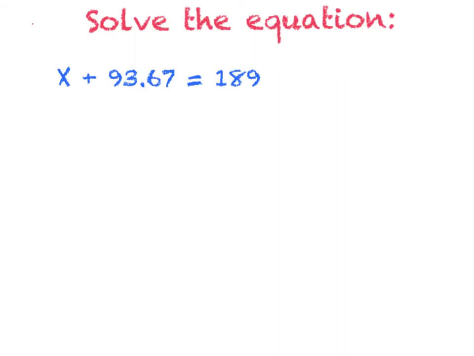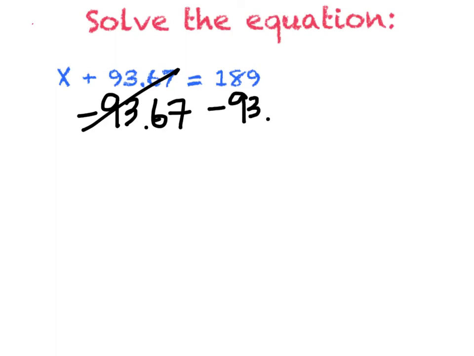If I want to get x by itself so I can figure out what it is, I'm going to have to take away 93 and 67/100. I do that so that they can cancel each other out. If I start with 93 and 67/100 dollars and I take away $93.67 to purchase something, I'm going to have 0 money left. Those are going to cancel each other out. But I have to make sure I take that away from the other side of the equation as well.